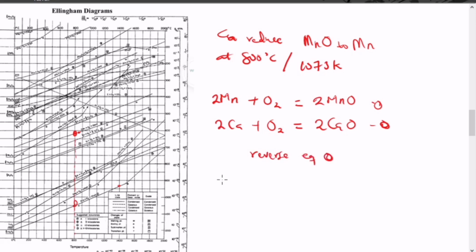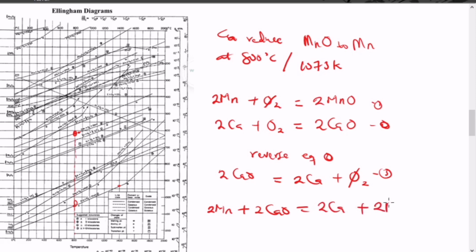So you reverse equation 2. When you reverse equation 2, you're going to get 2CaO giving you 2Ca plus O2. And in that case, the oxygen will cancel the oxygen here. And we add equation 1 to equation 3. What you're going to get is 2Mn plus 2CaO giving you 2Ca plus 2MnO. Let's do it correctly. That will be 2CaO plus 2MnO giving you 2Mn plus 2Ca.